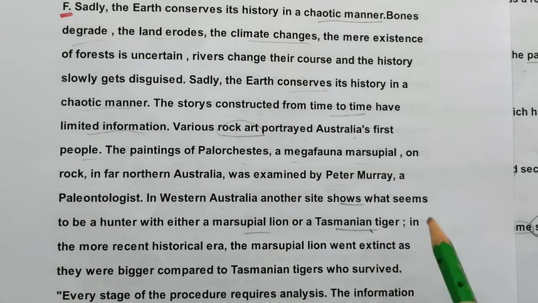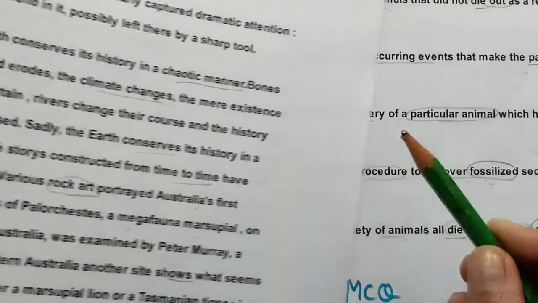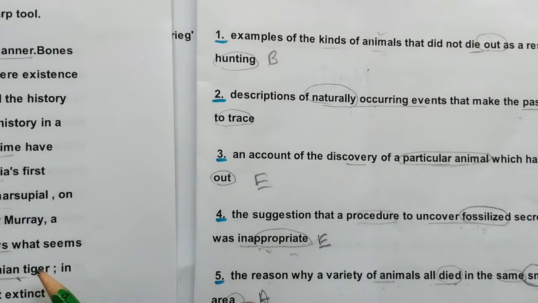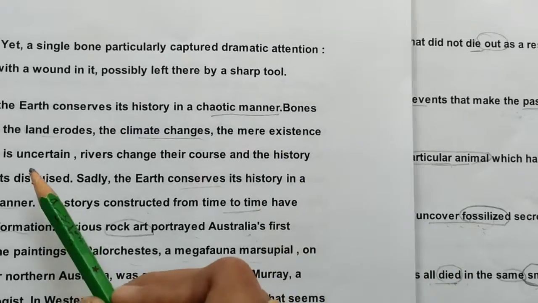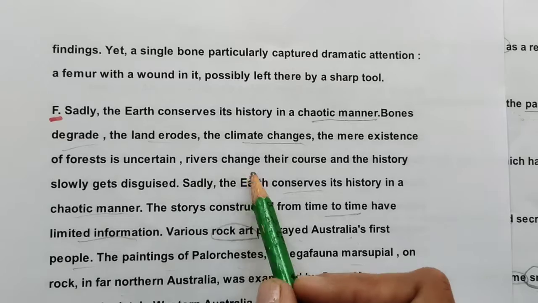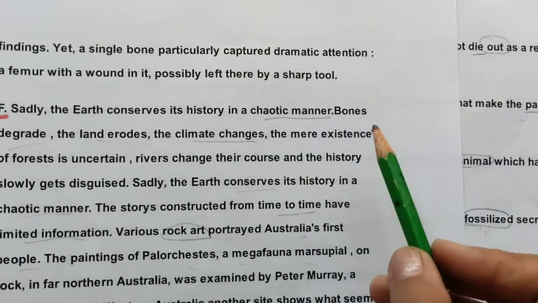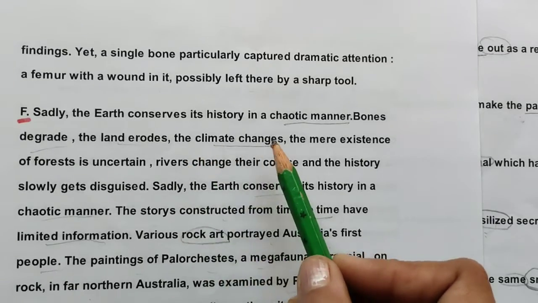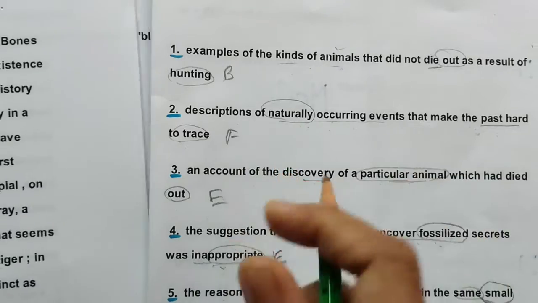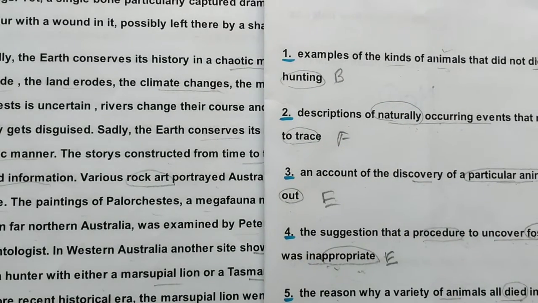One thing here, they are talking about weather kind of things, so naturally occurring events. Rivers change their course, history slowly gets disguised, and so the earth conserves its history in a chaotic manner. Bones degrade, land erodes, climate changes. So it means they are talking about F in this paragraph. Now coming to the next question.